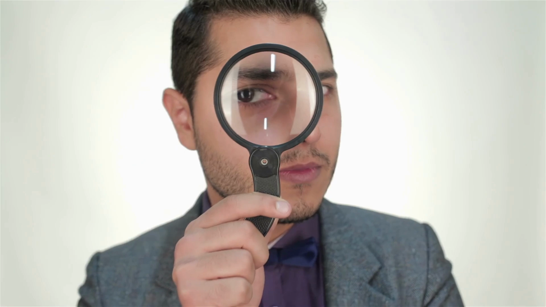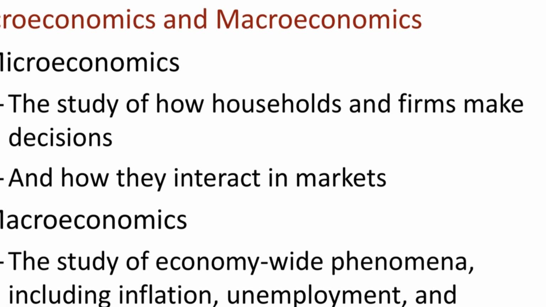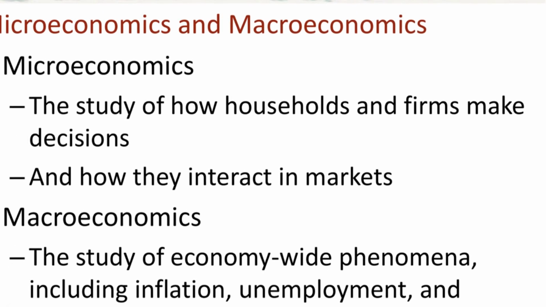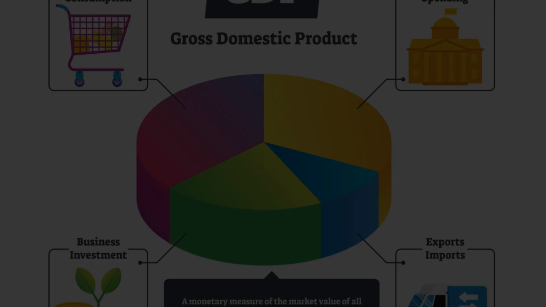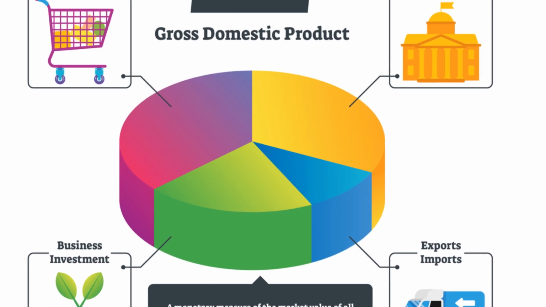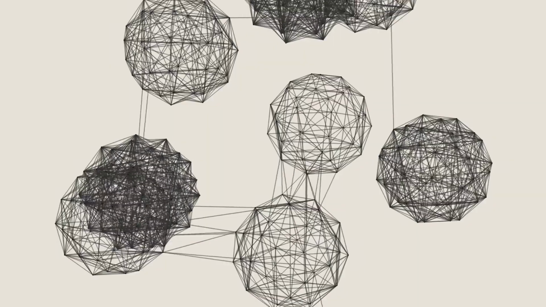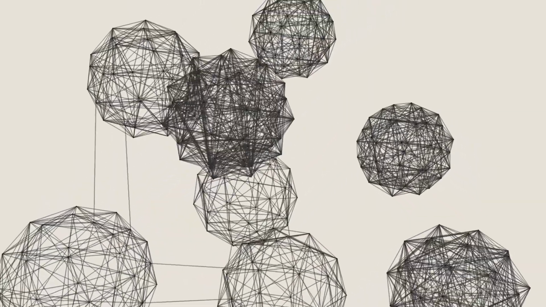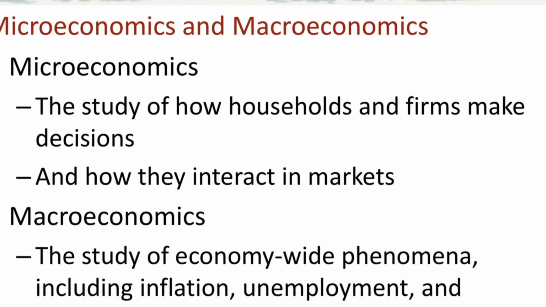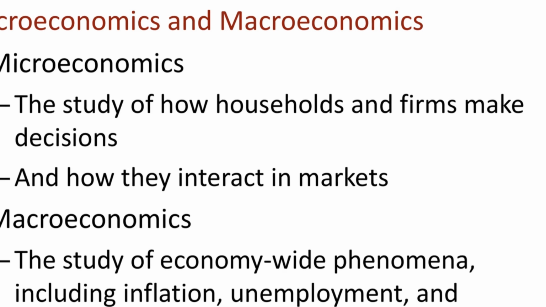Time to zoom in and zoom out. Microeconomics is all about the small-scale individual choices, companies, markets. Macroeconomics, on the other hand, is about the big picture: inflation, unemployment, GDP, policy tools. These are different scales, but they're deeply interconnected. Macroeconomics is really just the sum of millions of micro decisions.